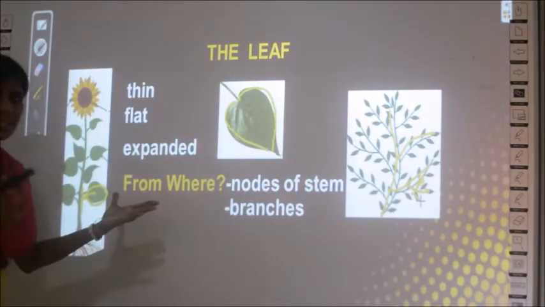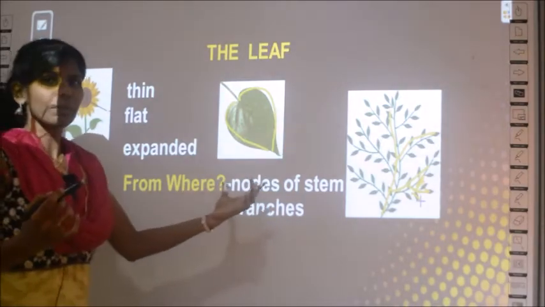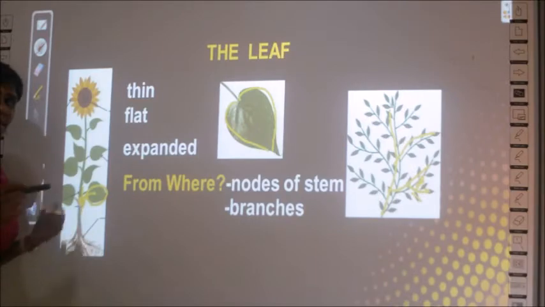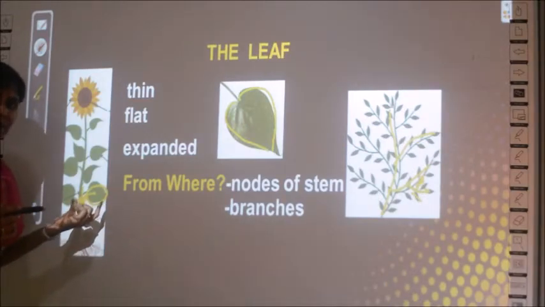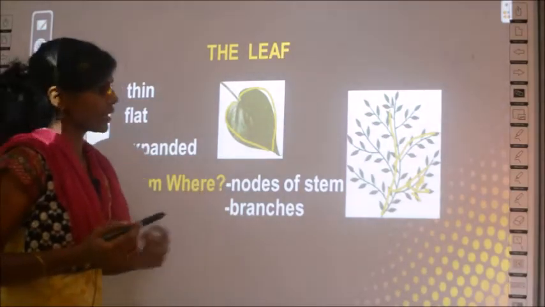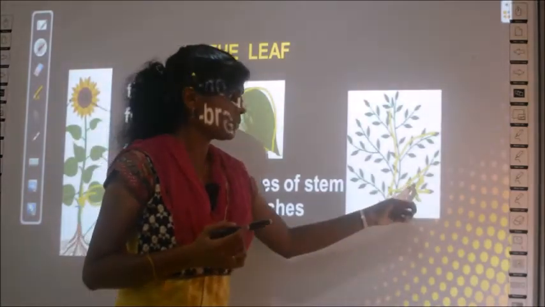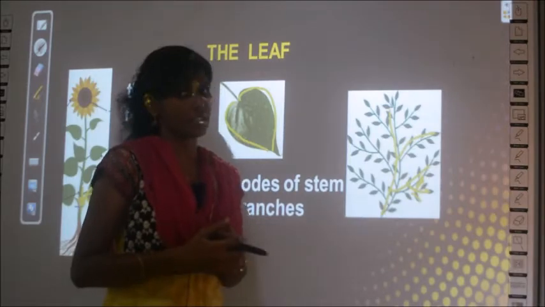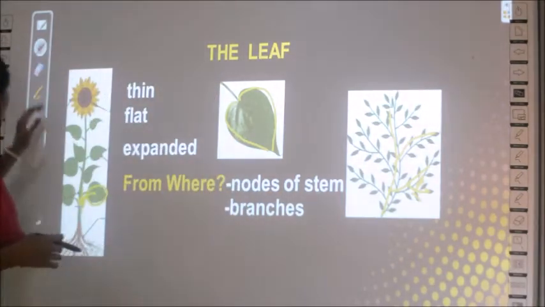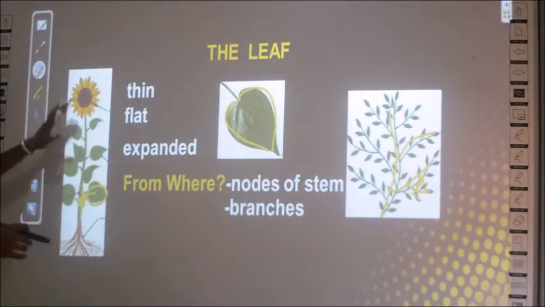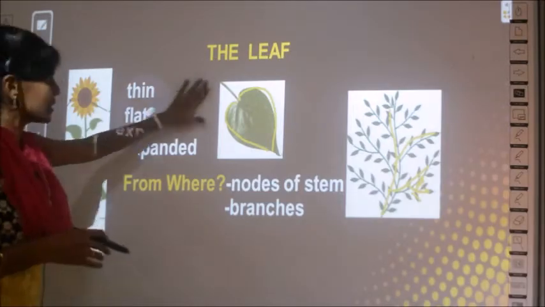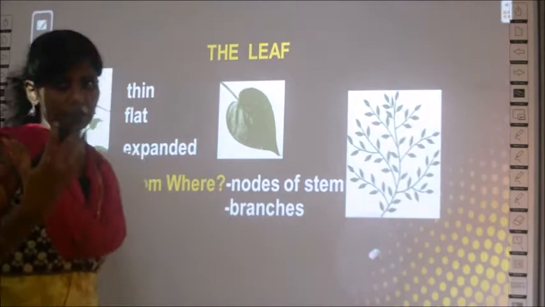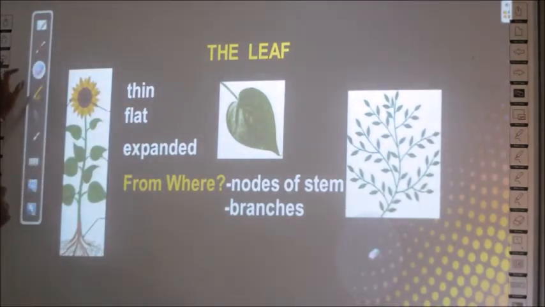So from where does a leaf arise? It can be from the nodes of the stem. So in this case this is the node, and it has to be from the nodes of the stem, right? Or else from the branches. In this case it is from the branches. You can find leaves only from the branches in some cases. Okay. So these are all about the basic properties of the leaves, and the proper description of the leaf we learn in the next slide.